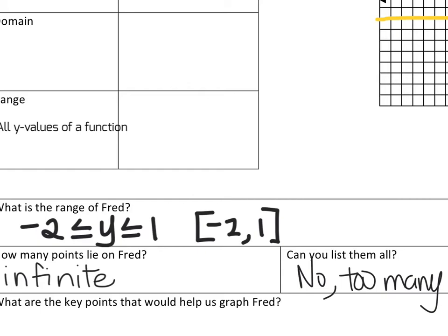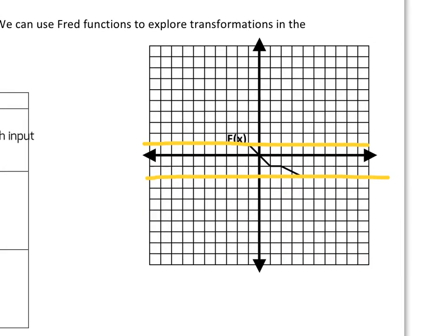So we're going to take a look at some key points. The third question on there says, what are the key points that would help us graph Fred? So let's go back over here to Fred. These key points I'm going to refer to as the characteristic points. Let me erase these yellow lines.